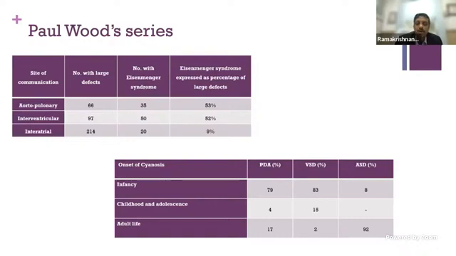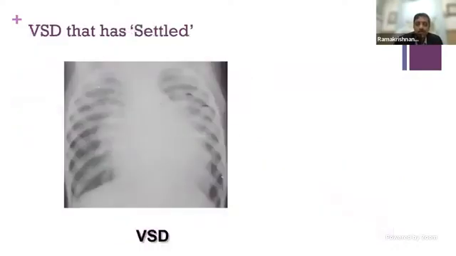And depending on how much cyanosis you get and at what age of life you get cyanosis, all those data are well given, and those are all mostly textbook data. But it is better to know the Paul Wood series, and some examiners are fond of asking these things. So these are some of the unfortunate stories that we get in India.